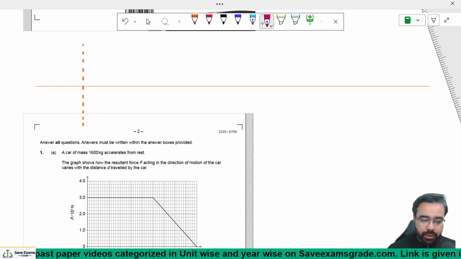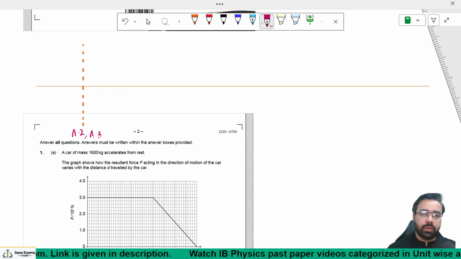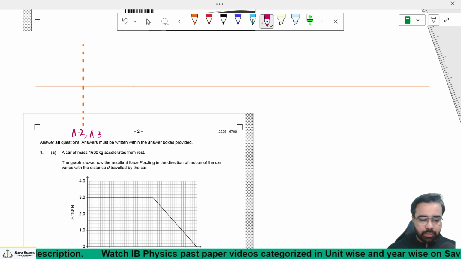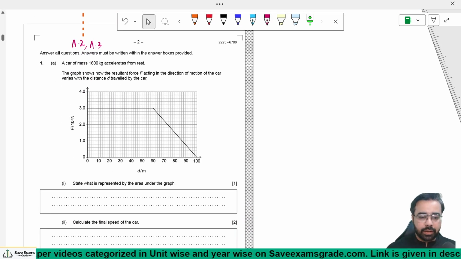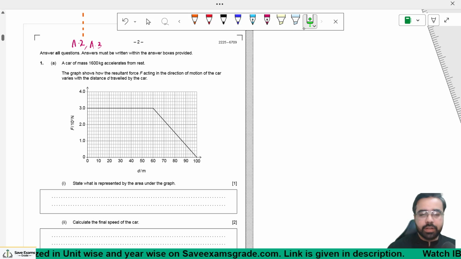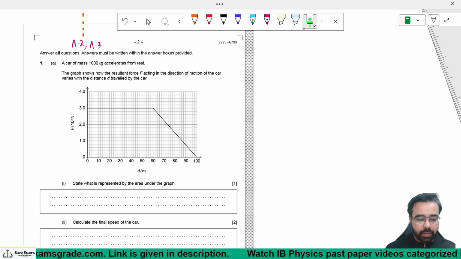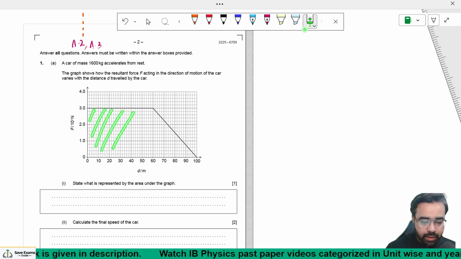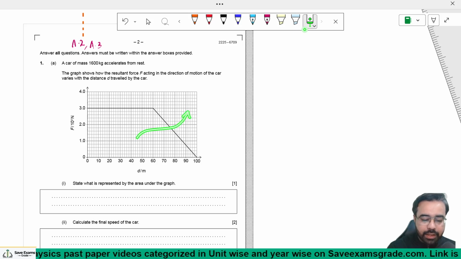And in this question, we will discuss the concepts of unit A.3, which is about work and energy, and A.2, where we discuss Newton's laws about dynamics and forces. As you see in the graph, this is the force displacement graph. The one important piece of information about a force displacement graph is that whenever we find the area under this graph, or any force displacement graph, this area represents the work done by that force.